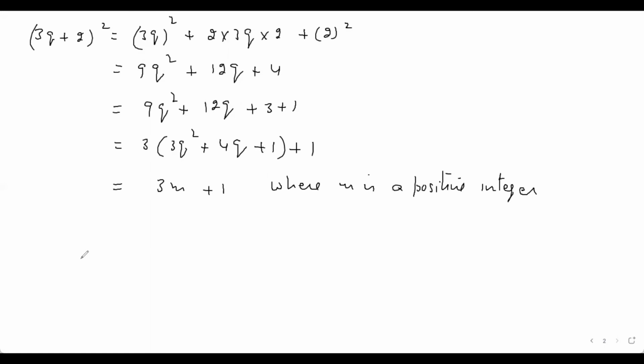It shows the square of any positive integer is of the form 3m or 3m plus 1. So in the statement, he says the square of any positive integer can be of the form 3m plus 2. No, the square of any positive integer is of the form 3m or 3m plus 1, not 3m plus 2. So this is a false statement.